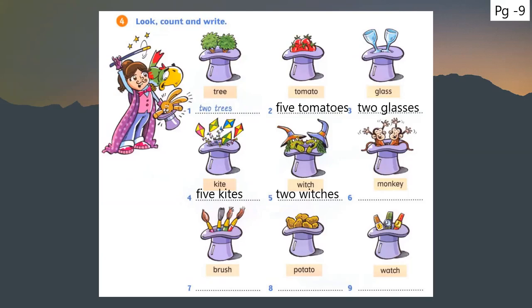Two witches. And monkey. How many? Two monkeys. And so next one, paintbrush. Oh, sorry, brush. All right, so how many? Four brushes. Okay, so it ends with SH, so we add ES.